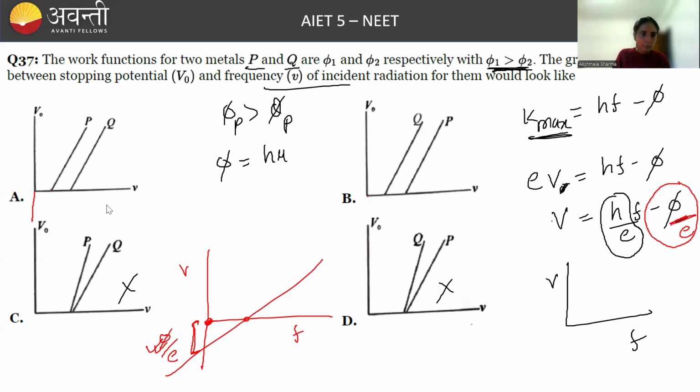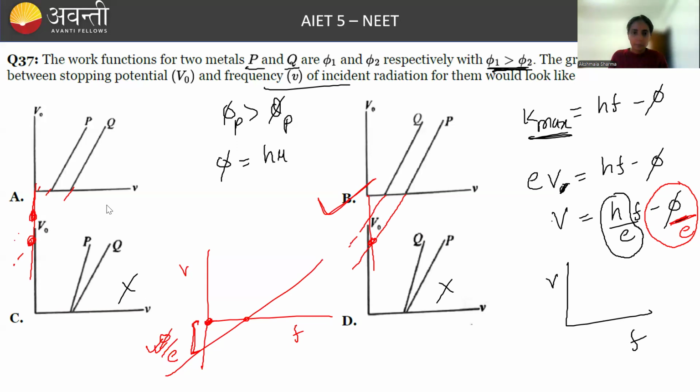And if we see here, if we extend here and we extend this, the y-intercept of P is less than that of Q. But if we extend here, and you will see this is this, so the y-intercept of P is greater. So the correct answer will be B.